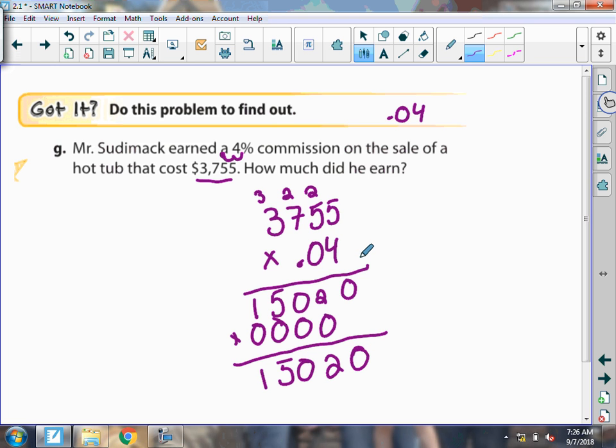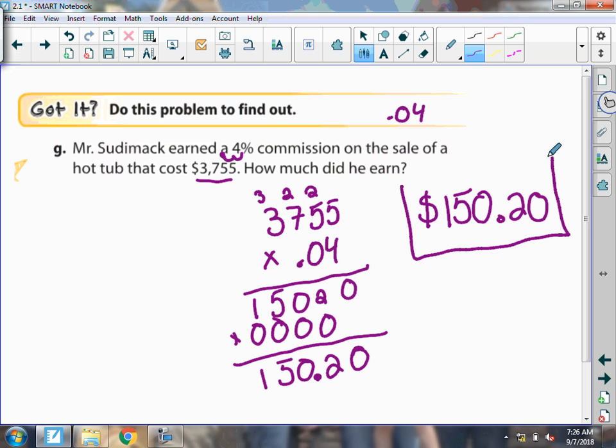How many decimal places do I have? I have 2. 1, 2. So how much did he earn? So he earned $150.20. That's what she earned in commission.